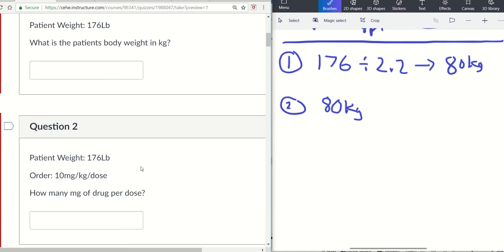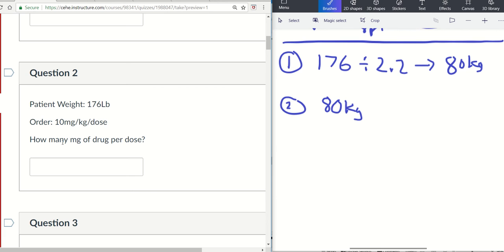So for number 2, it says how many milligrams of drug per dose? So here, per kilogram of body weight, we're going to give them 10. So since they're 80, we'll give them 10 milligrams each. So in a dose, they'll get 800 milligrams.